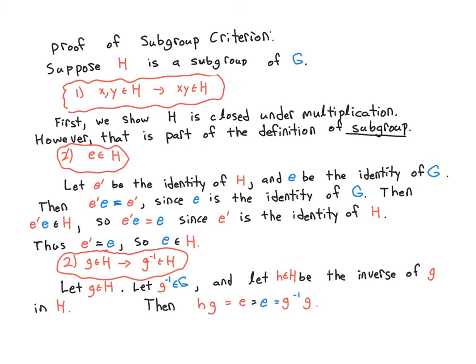And in fact, that's what we do. If you multiply H times G by definition of inverse in the subgroup H, you get the identity of H. But as we just showed, the identity of H is also the identity of G. And if you multiply G by its inverse in the larger group, you also get the identity. So we get H times G is equal to G inverse times G.